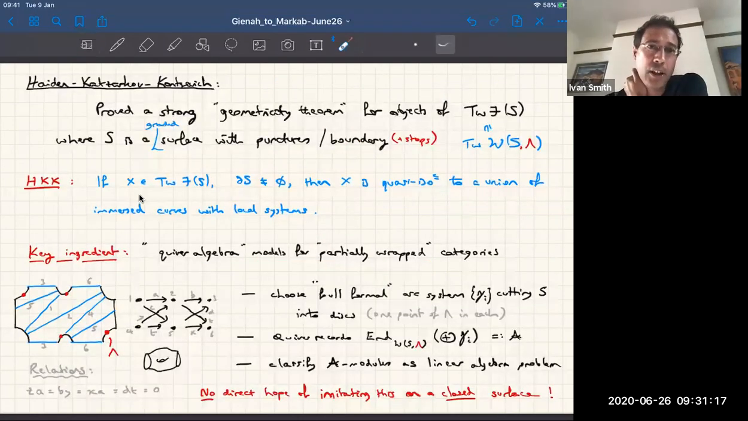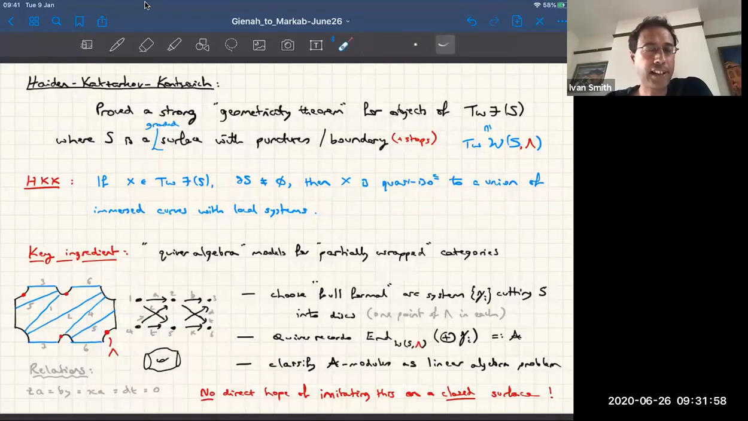And things really start in some sense with some beautiful work from a few years ago by Haiden, Katzarkov, and Kontsevich, who studied Fukaya categories of non-closed surfaces, and they proved a remarkable geometricity theorem for the objects of such categories. Their setting was a surface with boundary and punctures, typically with some stops, so some marked points on the boundary, and they also worked in a graded situation, so their surfaces came equipped with line fields.